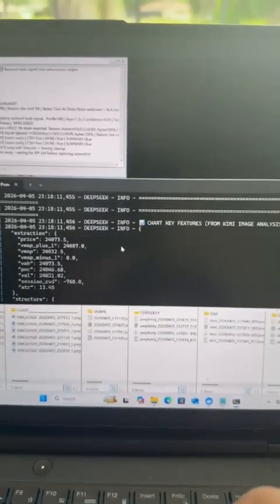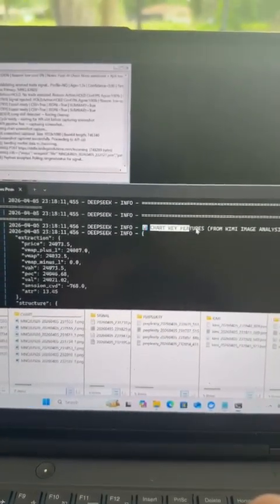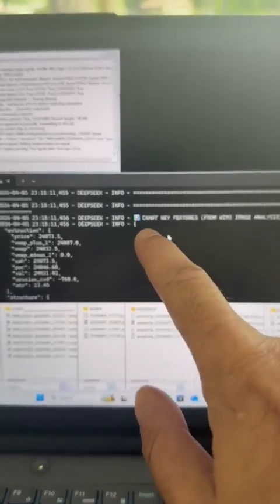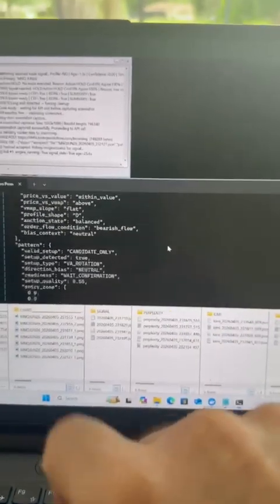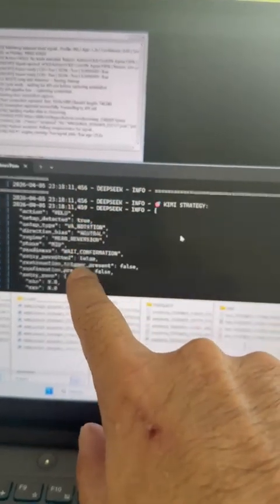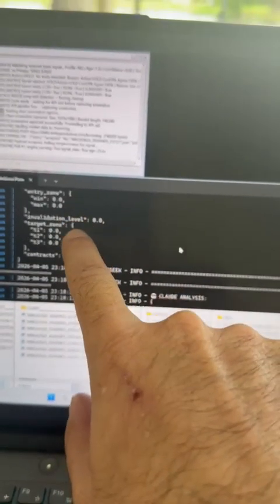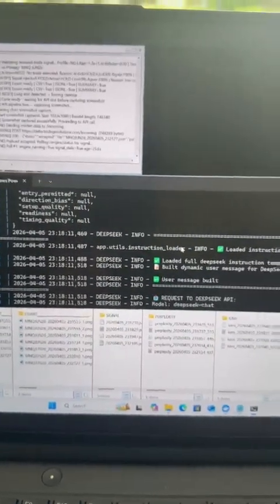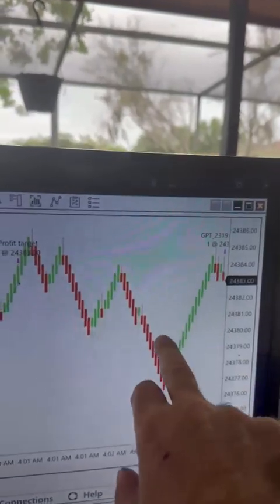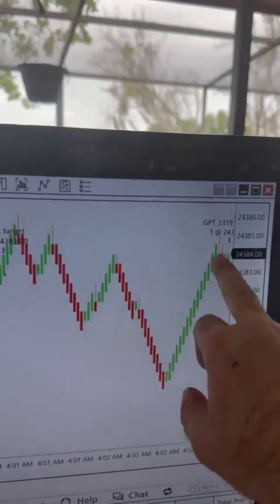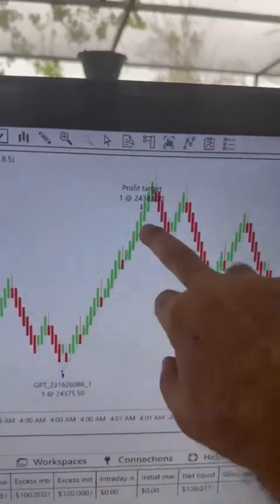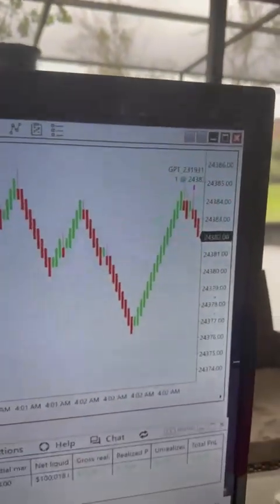So Perplexity intelligence reads the market, macro news, and as you see, chart key features are read by Kimi. It is giving whether there is a valid trade or not. If there is a valid trade, it gives the stop loss, where the profit target is, order submitted, and also, okay, again, order submitted. It entered another trade. This one is short. Let's see what happens. Earlier was long. It made money. Let's see the second trade, how it will do.